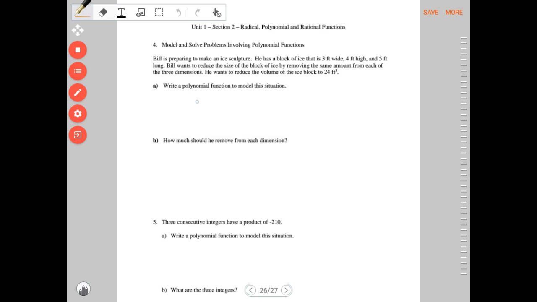Okay, easy enough. So we have the volume. So that's going to be the length times width times height, and we want to subtract the same amount from each one. So that's just going to be 3 minus x, 4 minus x, and 5 minus x. So there's our dimensions, okay? And we want the final volume to be 24. So 24 equals (3 minus x)(4 minus x)(5 minus x). There we go. So then B says, how much should we remove from each of the dimensions?